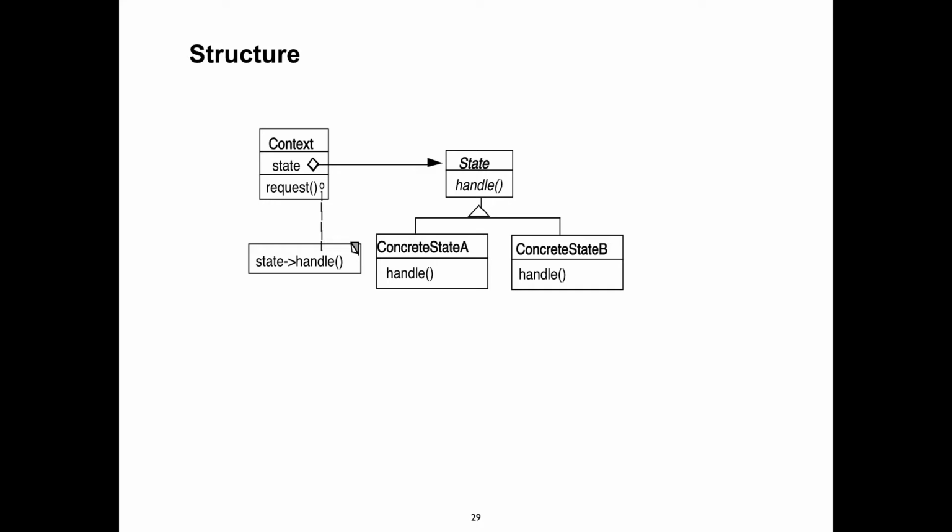And here is the structure of the state pattern. You have a context. The context has a reference to a state object. There is a state interface or abstract class that your concrete states implement, and then the context is going to call a method on the state object.